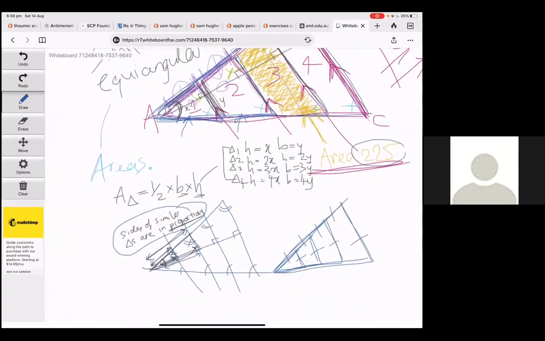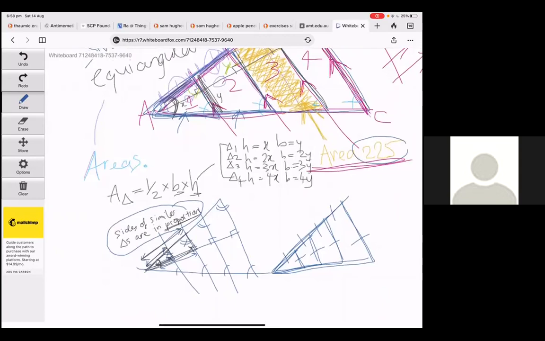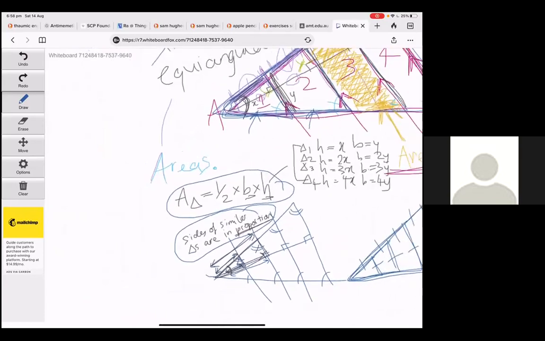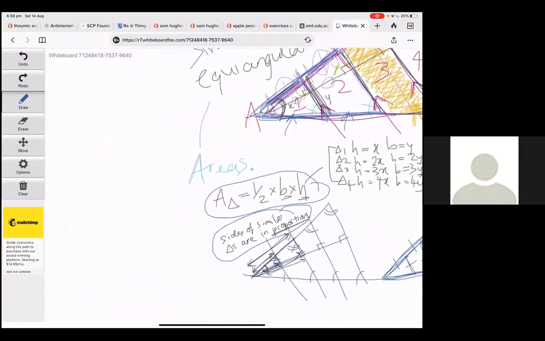Okay, great. So now that I know how the bases and the heights grow, I can figure out how the areas grow. So let's now just look at the areas of each of these triangles.